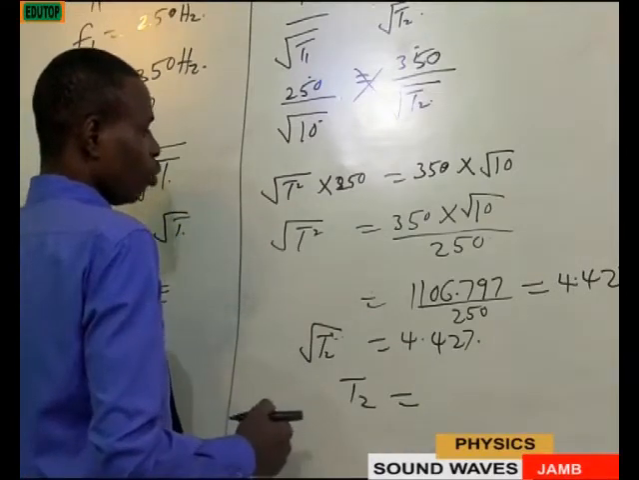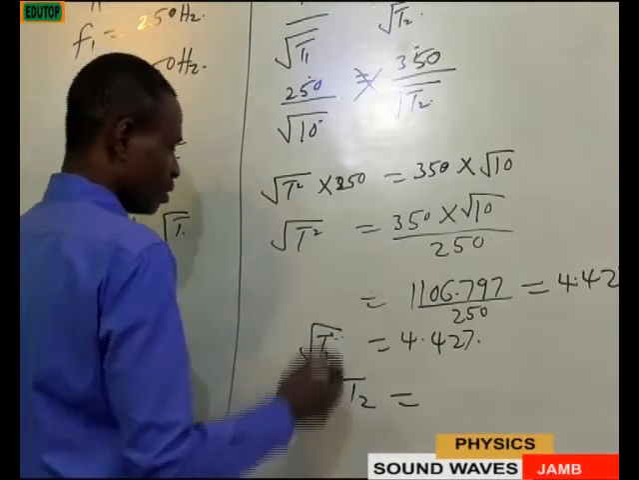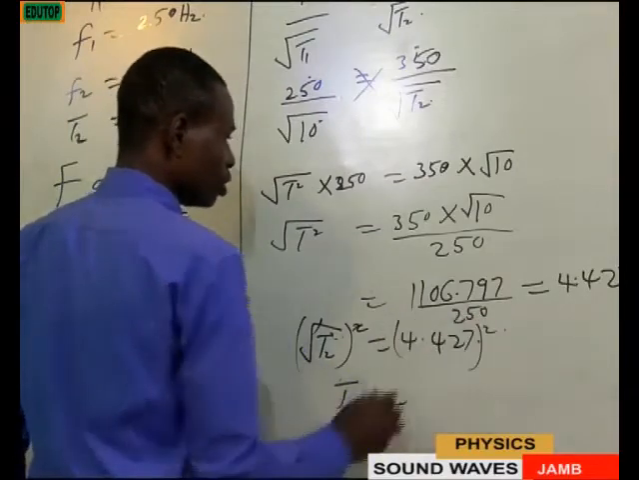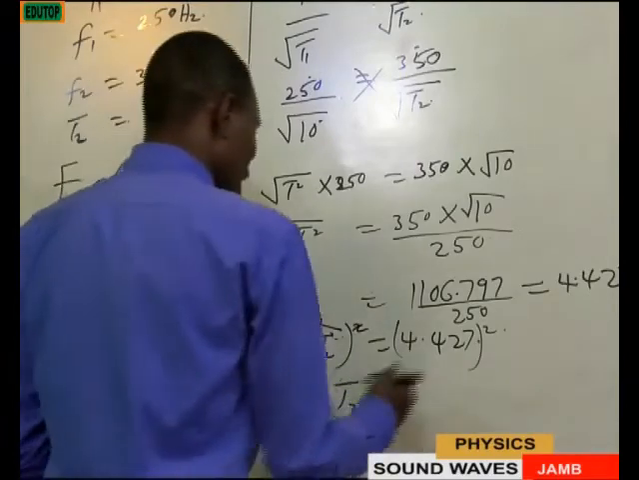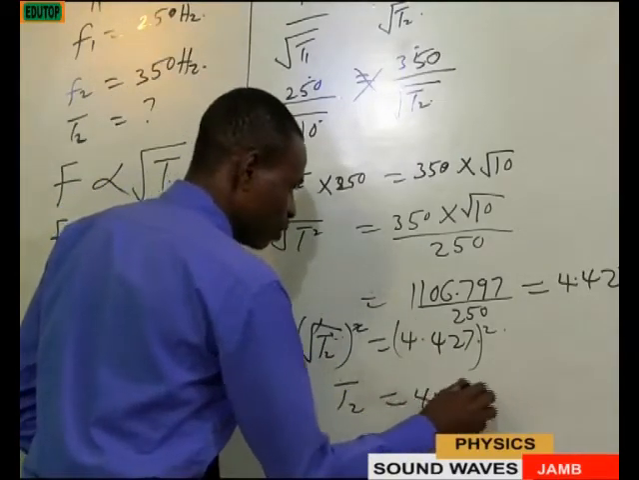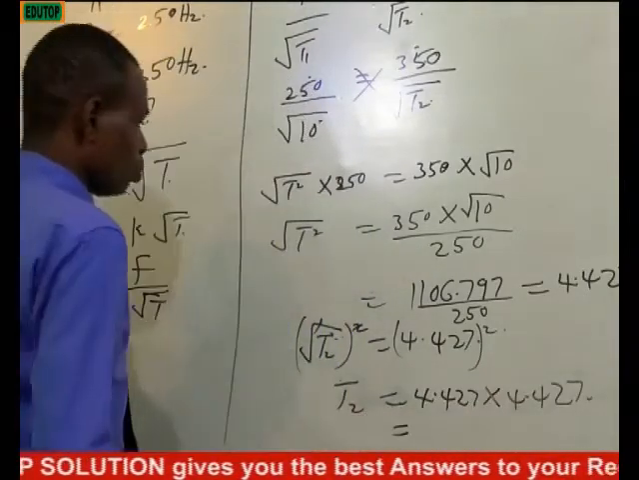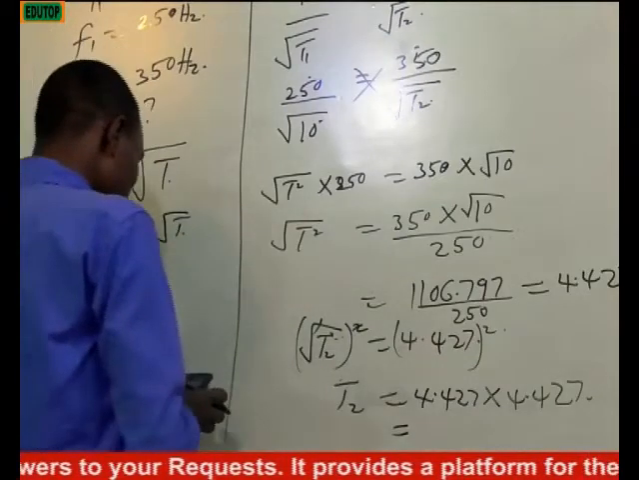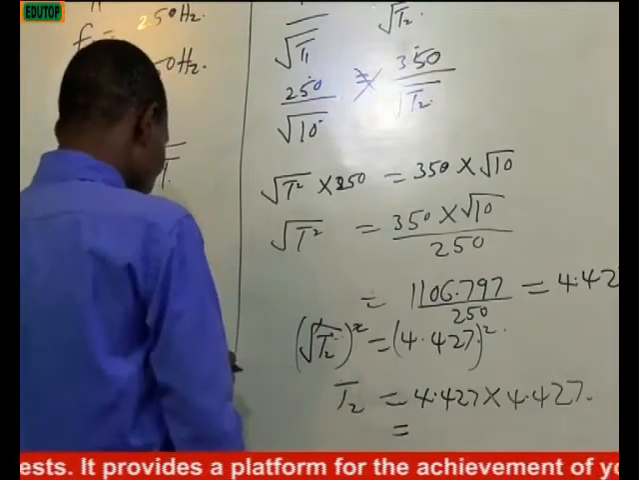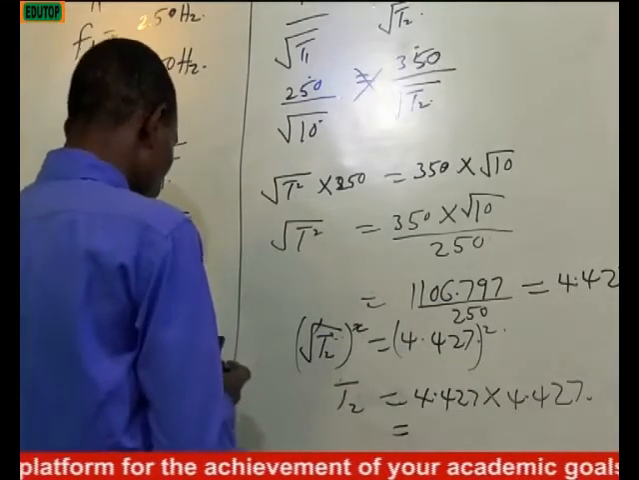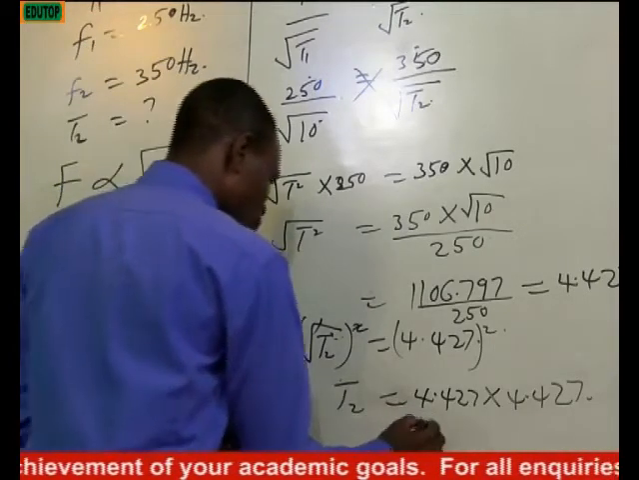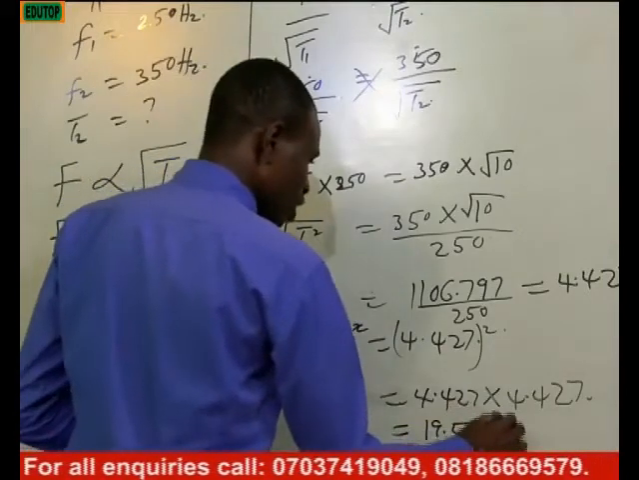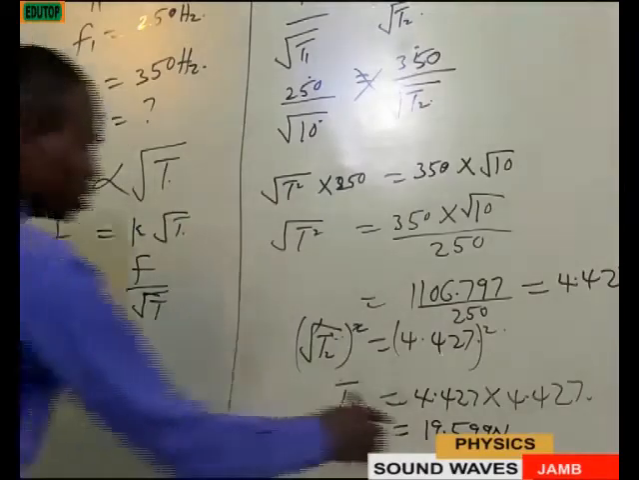For T2, what we are going to do is square both sides. We remove the square root, then we have T2. Then we are also going to square this, and this one is as simple as 4.427 times 4.427. You square both sides and we can remove the square root, then we have T2. Whatever you do to this side, you do to the other side. So when we square it and multiply it two times, we have 4.427 squared, and finally the answer will be 19.599. We are looking for tension, that is Newton, and that is the solution to the question.